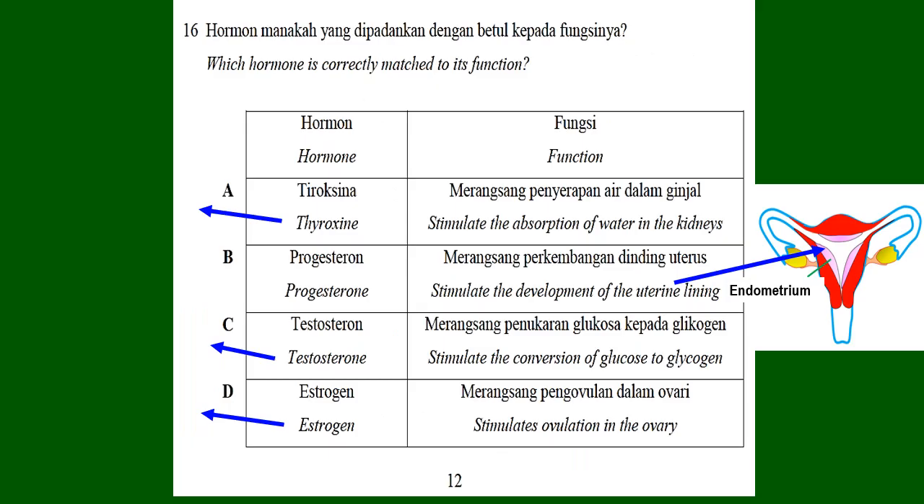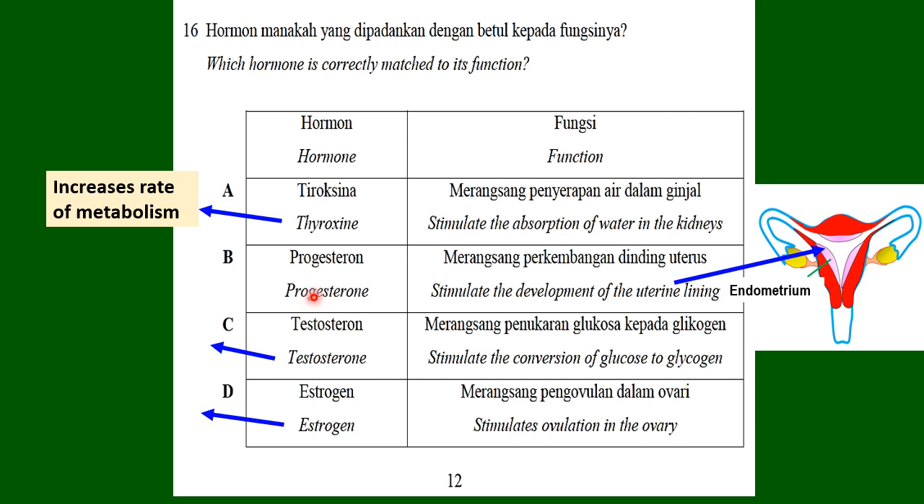Next question, question 16. Which hormone is correctly matched to its function? Right, thyroxine. Does it stimulate the absorption of water in the kidneys? No. The function of thyroxine is to increase the rate of metabolism. And the hormone that stimulates the absorption of water in the kidneys is ADH, antidiuretic hormone.